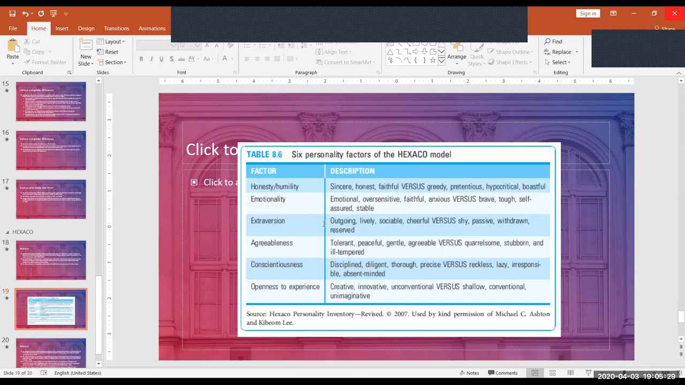So the HEXACO model tries to expand the five factor model by describing the tendency or pattern of behavior when someone has a lower or higher score in each dimension. For example, if you have a lower score in emotionality, then you would be more likely to appear emotional, oversensitive, fearful, and anxious. But if you have a higher score of emotionality, then you will be more likely to appear brave, tough, self-assured, or stable. So that would be the slight difference from the five factor model.